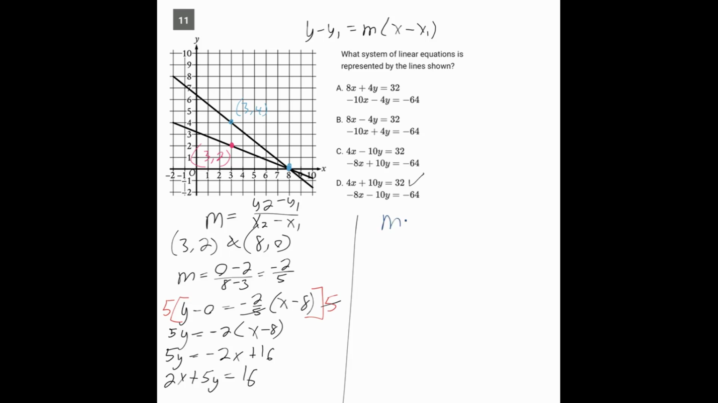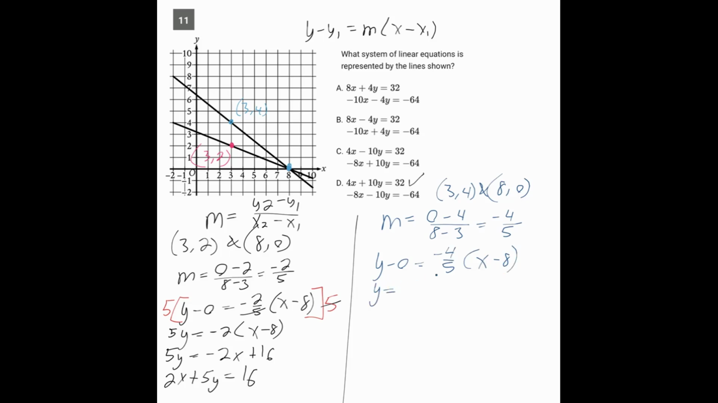So the slope for that one, now by the way, that top line is passing through (3, 4) and (8, 0). So the slope will be y2 minus y1 over x2 minus x1, and you'll get negative 4 over 5. Now we'll plug in the point (8, 0). You want to always choose the easiest point to plug in. So y minus 0 is negative 4 over 5, times (x minus 8).